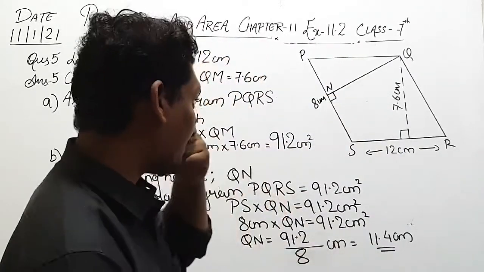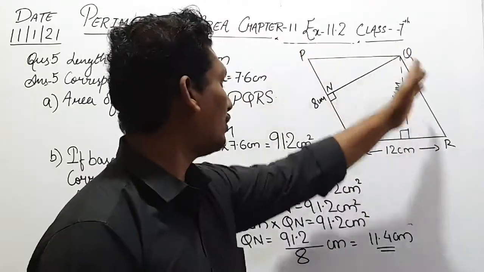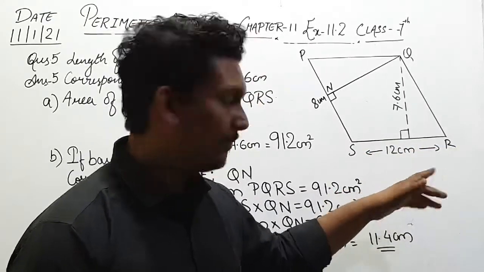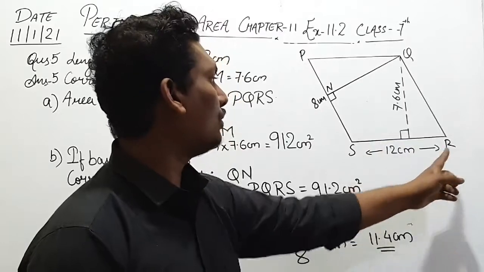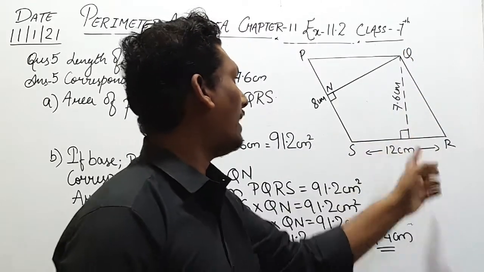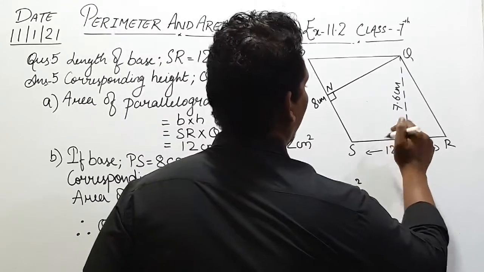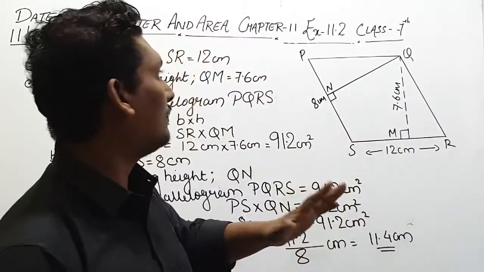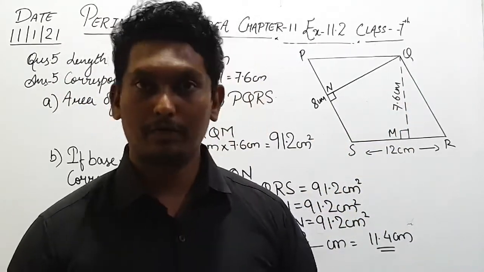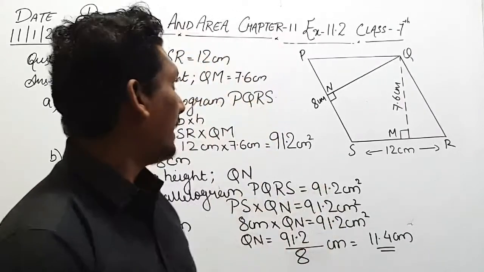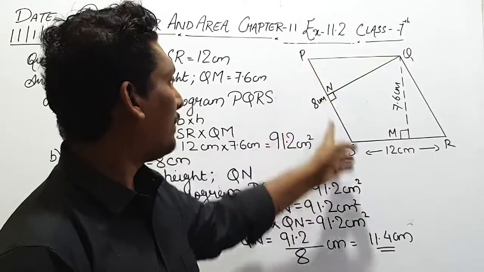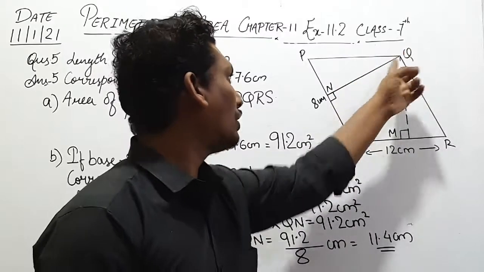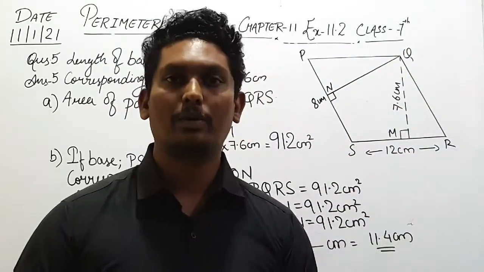Okay, so one parallelogram is given, that is PQRS is a parallelogram in which SR is the base, and Q and M, I have not written, just Q and M is the corresponding height. So first part in the question we have to find out the area of PQRS. Then in the next part only PS is given to you. PS is given 8 centimeter and its corresponding height QN is not given. That QN we have to find out.